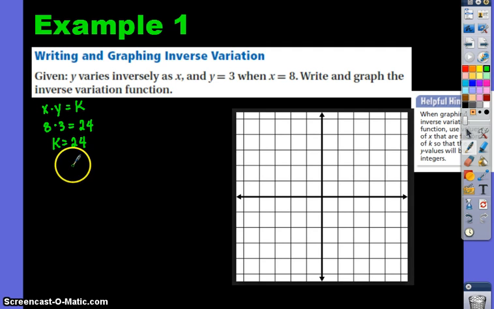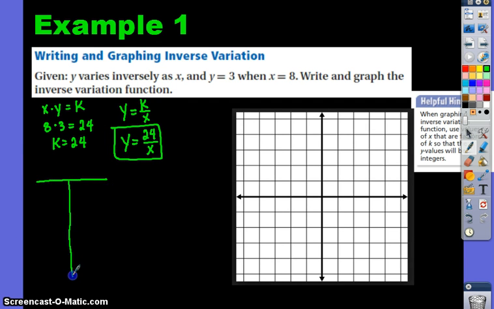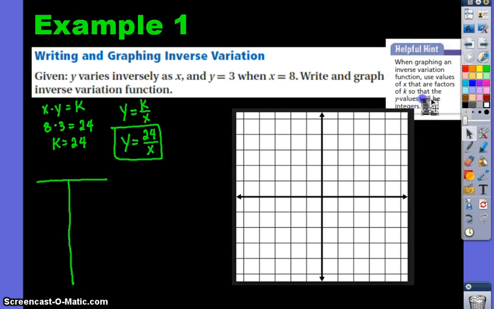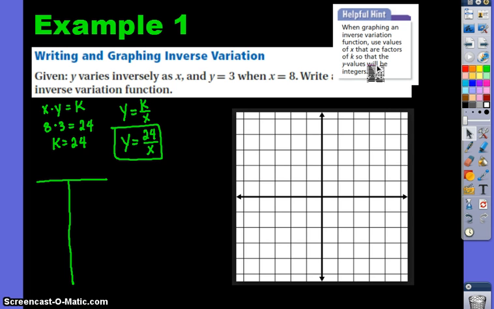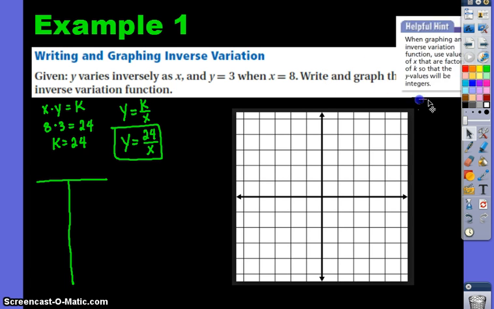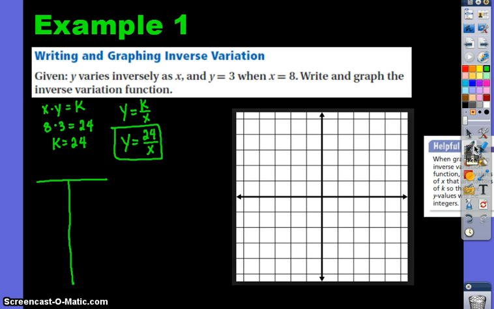Now we can write that inverse variation function. Remember, inverse variation is always written in the form y equals k over x. So in this case, our equation is y equals 24 over x. That's our equation. But now they also want us to graph it. To graph it, we want to come up with a table of data values. It's important to note that when we're graphing inverse variation, we want to choose values for x that are factors of k, so that we get integer values and not fractions.